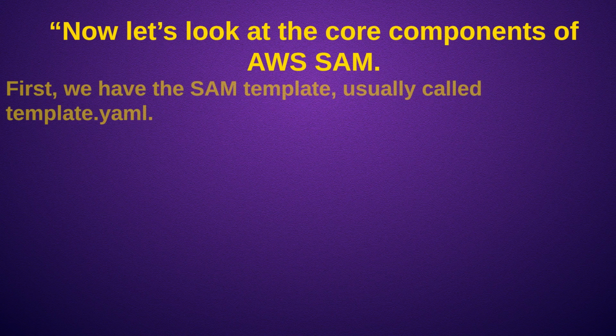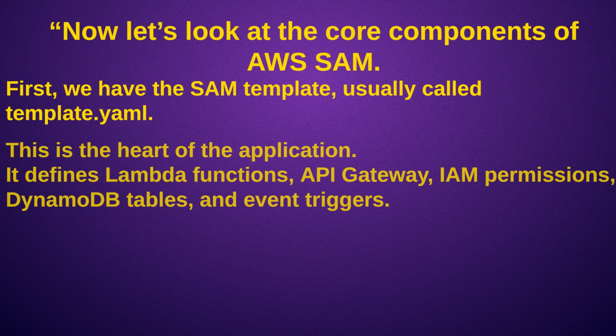First, we have the SAM template, usually called template.yaml. This is the heart of the application. It defines Lambda functions, API Gateway, IAM permissions, DynamoDB tables, and event triggers.